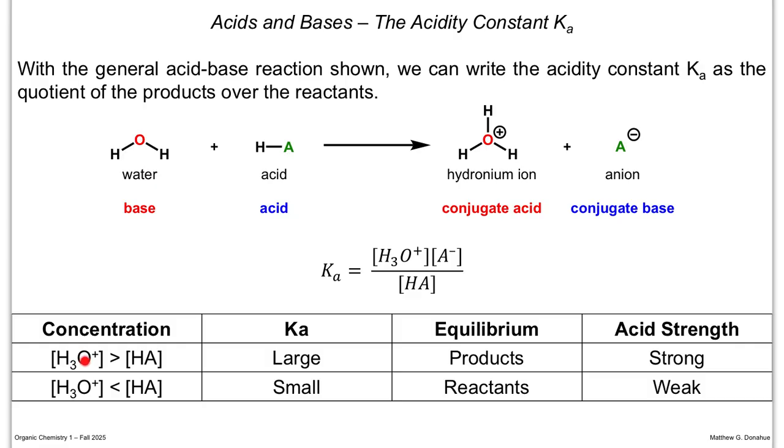You have the hydronium greater than your starting acid. The fallout of the Ka is a very large number. That means the product side is favored at equilibrium. And so we call that a strong acid because it's ionized to a great extent. If there's not a lot of hydronium and most of it is just your acid, the Ka is small, so the reactant side is favored. And then we would say it's not ionized a lot, so it's a weak acid.